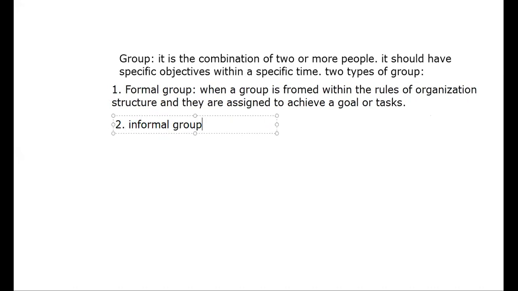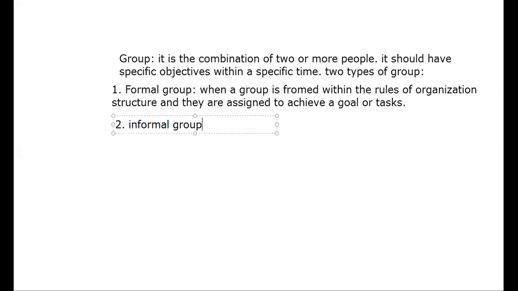For example, some people come together to play a cricket game. Somebody may win, somebody may not win. They do not have a specific role relationship. This is called an informal group. You may have an informal group in your classroom. You come to the class and complete your assignment. This can be your formal group. So an informal group is not organizationally structured or organizationally determined.